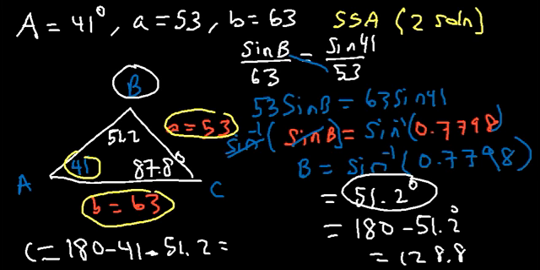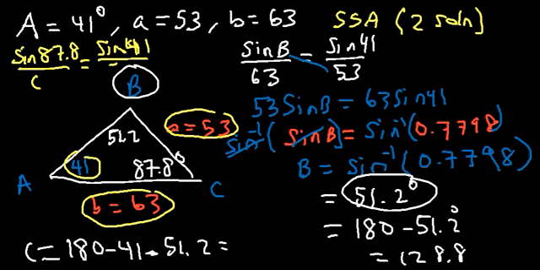So now we could find side C. So sine of 87.8 divided by C is equal to sine A, that's 41, over 53. So side C is going to be 53 times sine 87.8, and then divide that by sine 41. So when you solve it, you should get 80.73. Now I'm just going to take a minute to write down what I have, because I'm going to clear away the page.